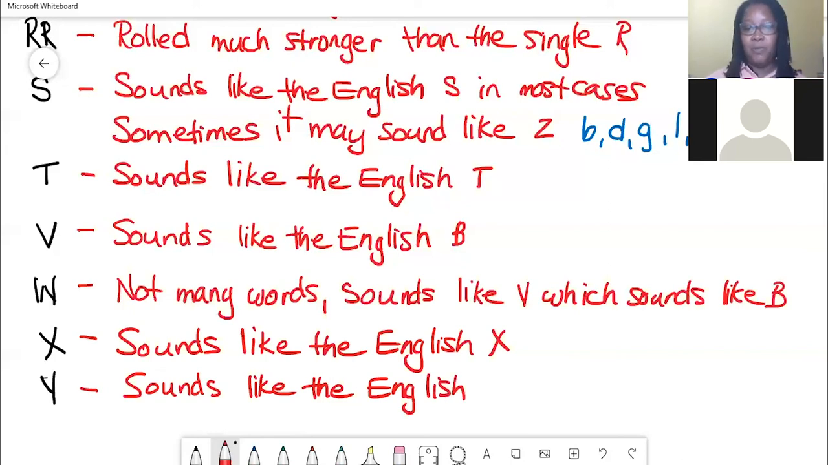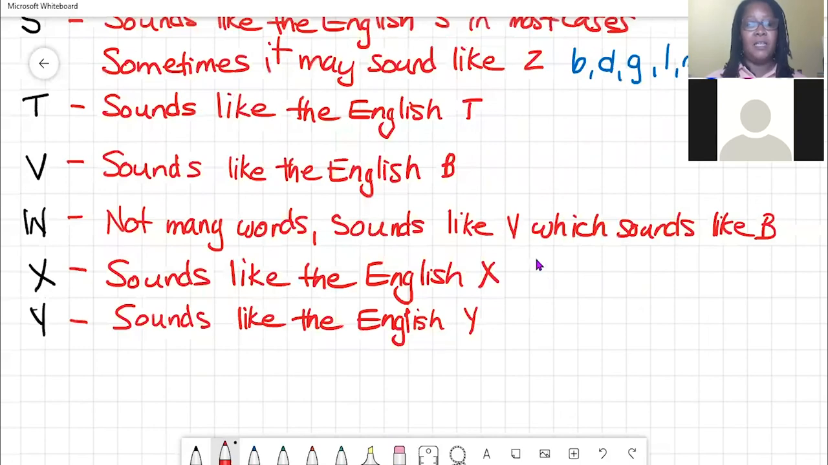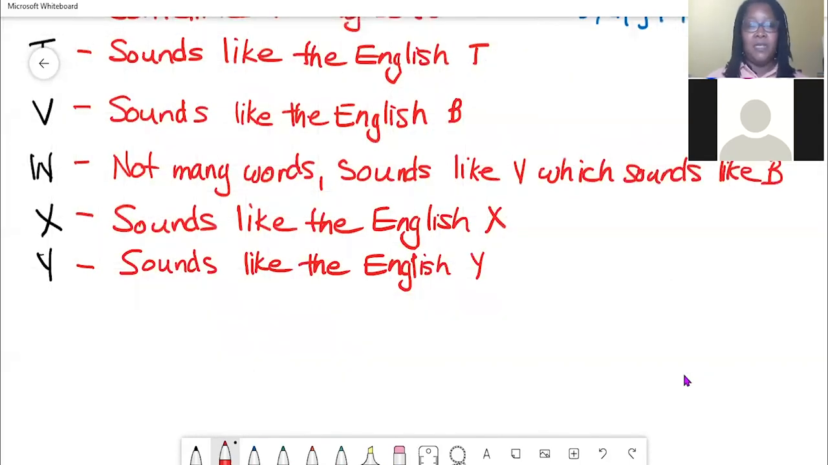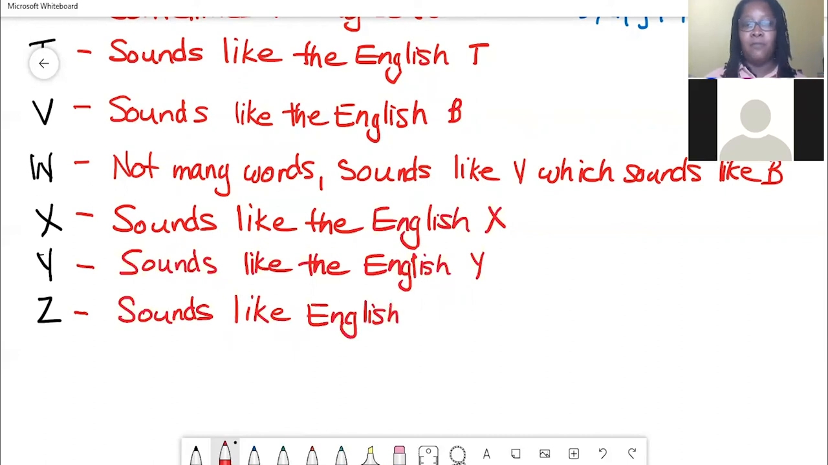That looks like two separate words. Let's make it a little bit closer. That's what happens when you're trying to write too fast. And then our final letter is going to be the letter Z, or some persons say Z. But that final letter, Zeta, it usually sounds like your English Z. And you don't find it occurring too often.